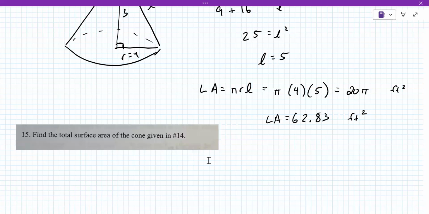Okay. The next problem is a continuation of the previous one. You have to find the total surface area. Surface area again is the lateral area plus the area of the base. You already know the lateral area, which is the number you just found, 60.83, plus the base. Base is a circle again.